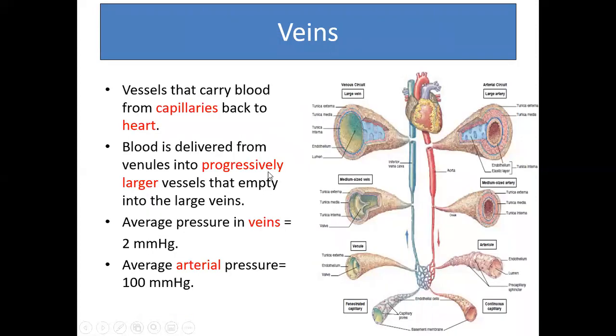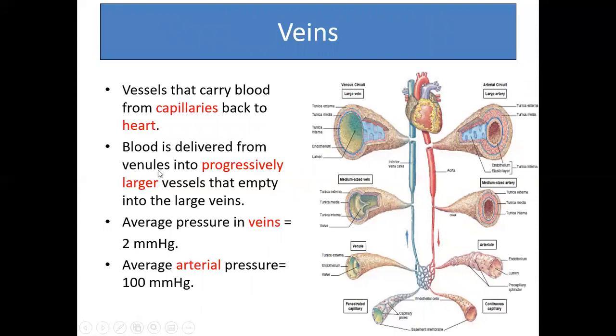So that is regarding the capillary. Now we're going to proceed with the vein. So what is the vein? The vein is the vessel that carries the blood from the capillary. Okay, this is the vein. We have different sizes and different types of vein. It carries the blood from the capillary back to the heart. So that is the function of the vein. It returns the blood from the capillary to the heart.